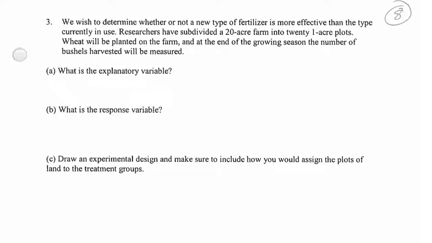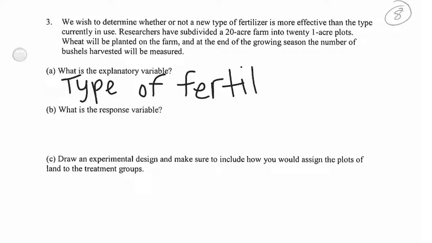What is our explanatory variable? Excellent. Type of fertilizer. Our explanatory variable is that thing which we think may be the cause. Okay, so part A. What's the explanatory variable? The type of fertilizer. Excellent. So, explanatory variable explains. Fertilizer. Okay. What are we measuring?